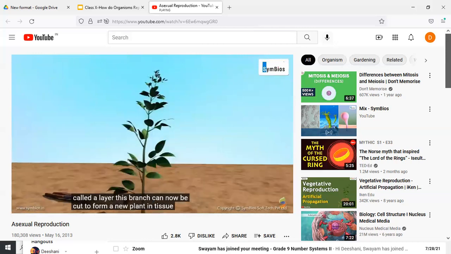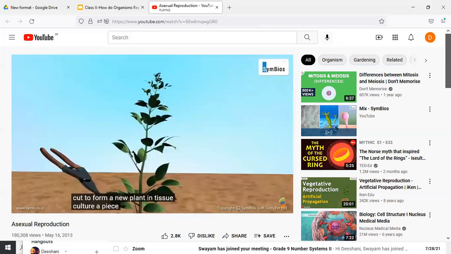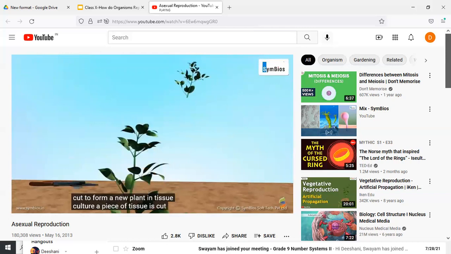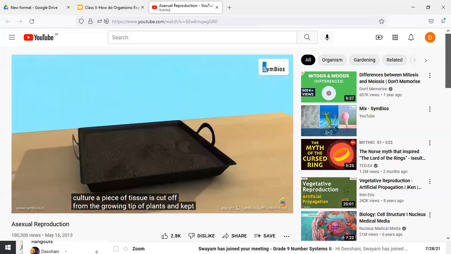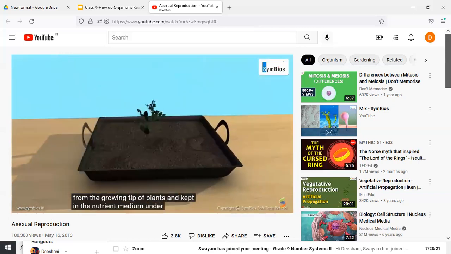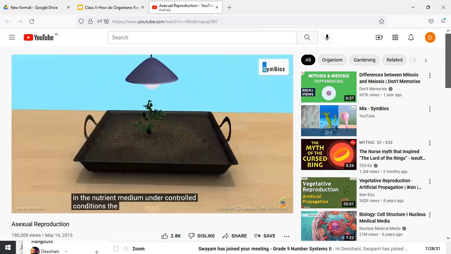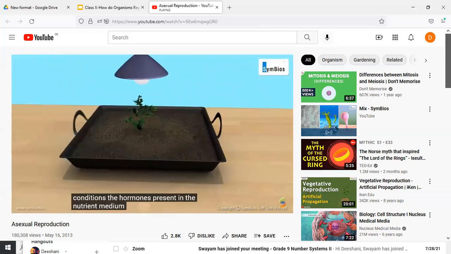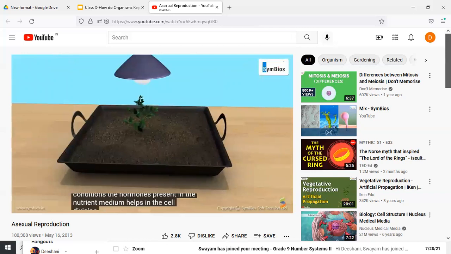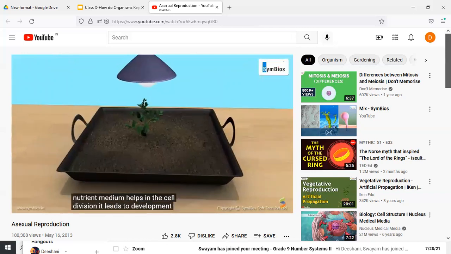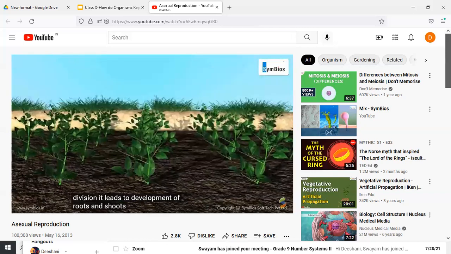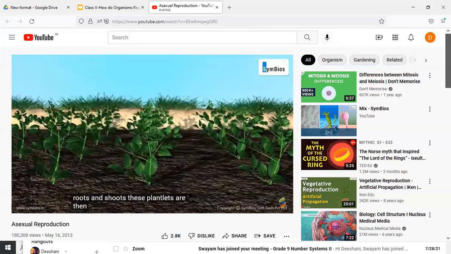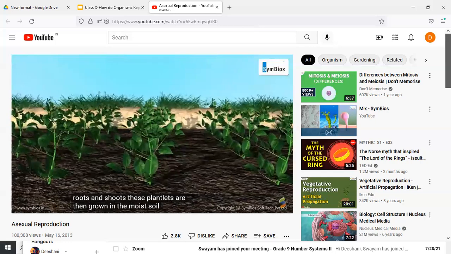In tissue culture, a piece of tissue is cut off from the growing tip of plants and kept in the nutrient medium under controlled conditions. The hormones present in the nutrient medium help in the cell division. It leads to development of roots and shoots. These plantlets are then grown in the moist soil.